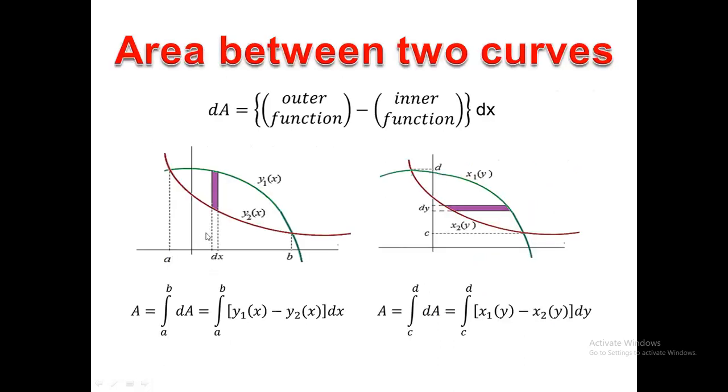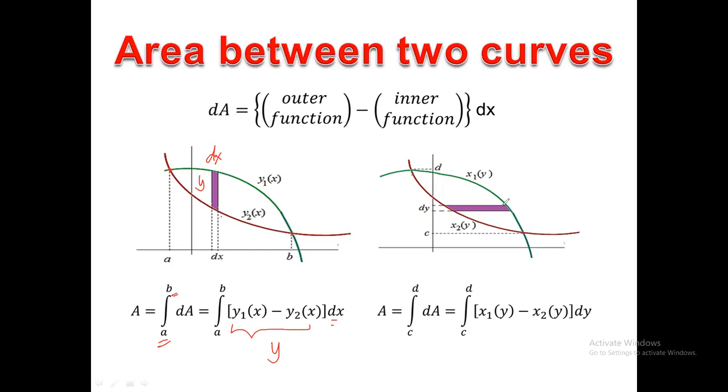Now area between two curves. So this is the principle now. Outer function minus inner function. Like if you use the vertical strip in here, this is your y and this is your dx. So you will have y1 minus y2 for your y. This is your y actually. And you have dx. It's bounded here by a and in here by b. Okay? If you use the vertical strip.